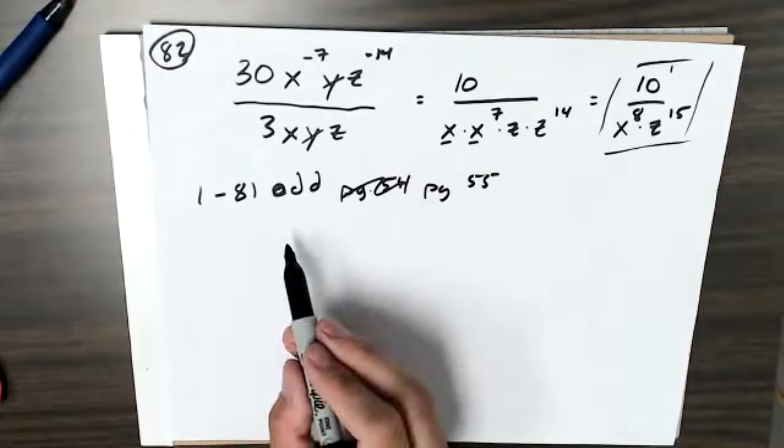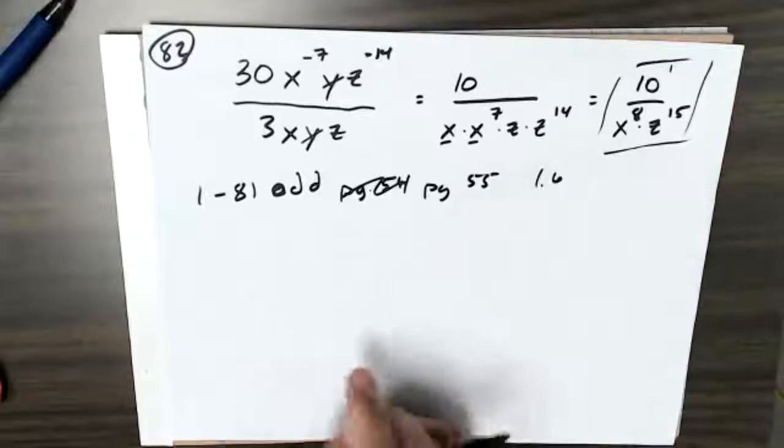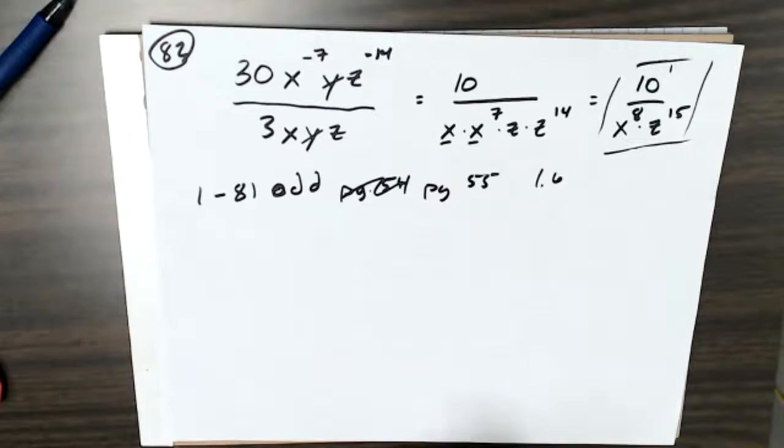Okay, so 1 through 81 odd, that's from section 1.6. So now let's go on to 1.7.